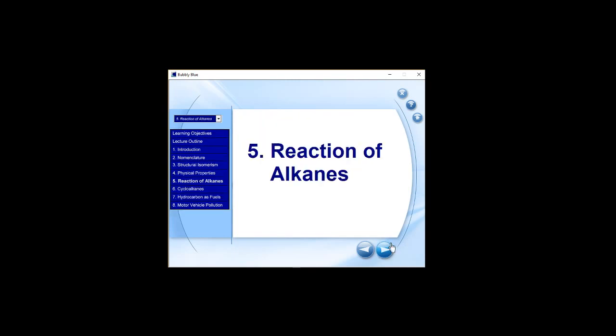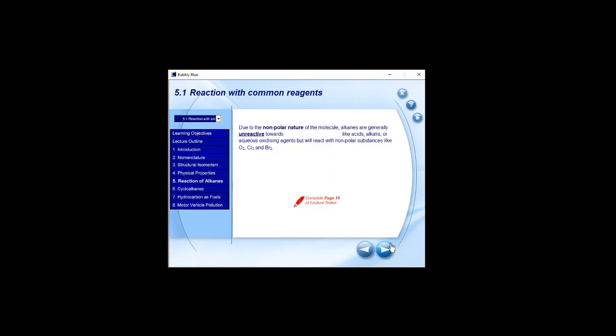In Chapter 5, we are going to study a few reactions that the alkanes can undergo, paying particular attention to free radical substitution. Due to the non-polar nature of alkanes, they are generally unreactive towards polar or ionic reagents like acids, alkalis, or oxidizing agents. However, they can react with non-polar substances like oxygen, chlorine, and bromine gas.